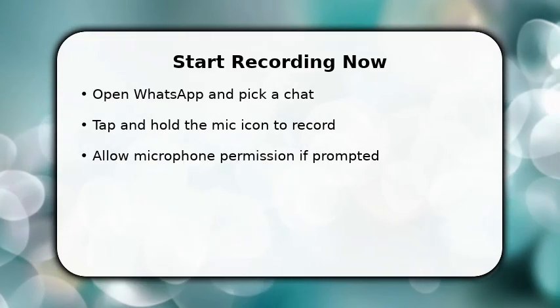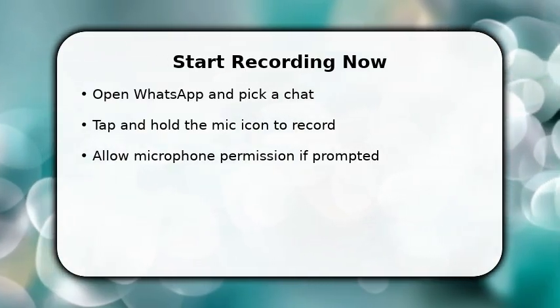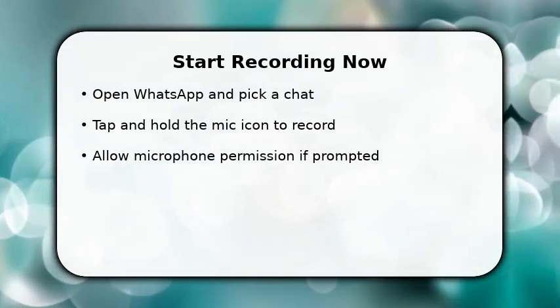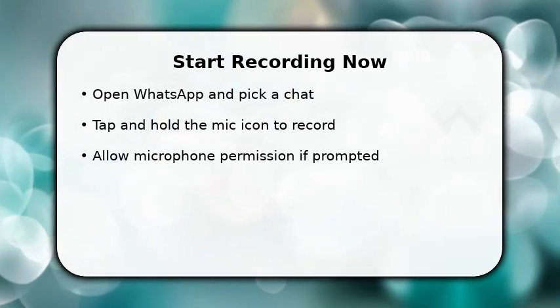You start by opening the chat and locating the mic icon next to the text box. This is the record control. Tap and hold to begin capturing audio because holding prevents accidental sends. Make sure your microphone permission is granted in settings so WhatsApp can record.